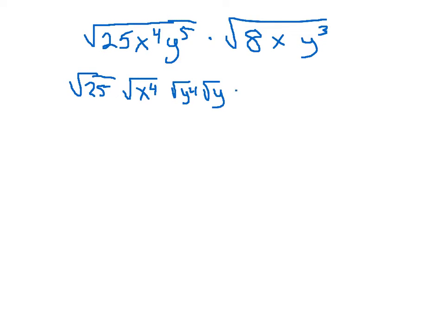8 is not a perfect square, but a perfect square that divides 8 is 4. So I can break this apart into the square root of 4, and I would have to multiply by what's left, which is 2. 4 times 2 is 8. Nothing can be done with that x. And finally, right here, the y to the third can be broken apart into the square root of y squared times the square root of y.